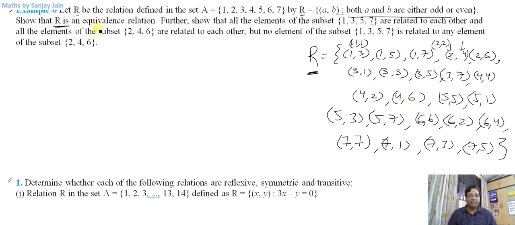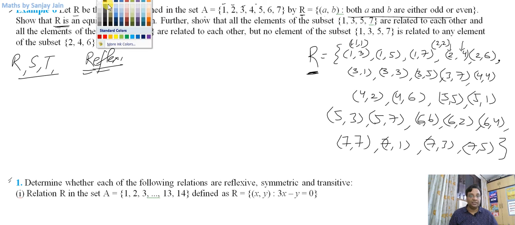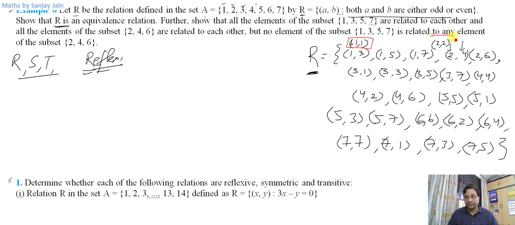So show that R is an equivalence relation. For it to be an equivalence relation, it should be reflexive, symmetric as well as transitive. So what about reflexive? If you talk about reflexivity, every element of set A should have a doublet present in this relation. That is 1, 1, 2, 2, 3, 3, 4, 4. For these all should be present. So are these present? Yes. Because first of all, let me show it physically to you. 1, 1, 2, 2, 3, 3, 4, 4, then 5, 5, 6, 6 and 7, 7.